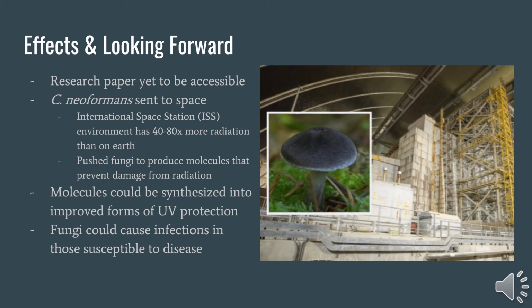Scientists hope that this change would push the fungi to produce molecules that are able to prevent more of the damage caused by radiation. In the future, they aim to use this knowledge gained from their experiments to synthesize improved forms of UV protection, like sunscreen, and even speed up the process of radioactive decay in nuclear wastelands like Chernobyl, ultimately leading to its restoration.